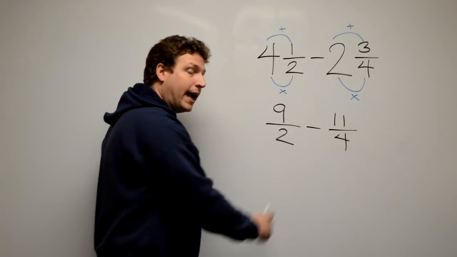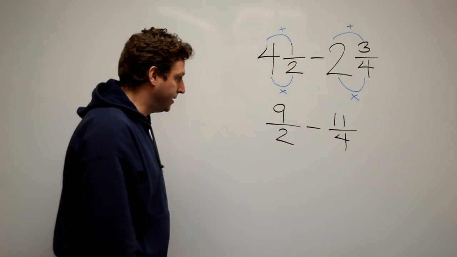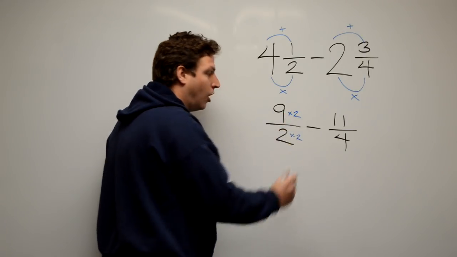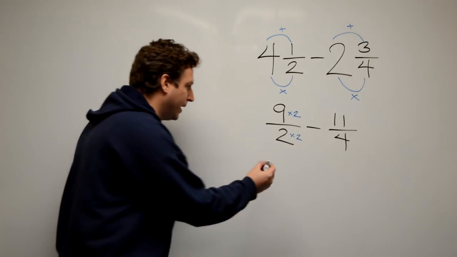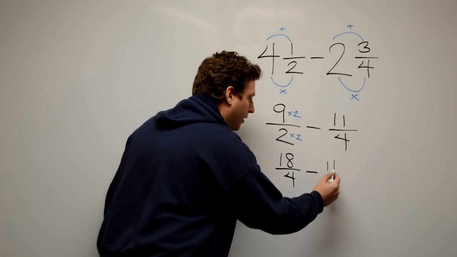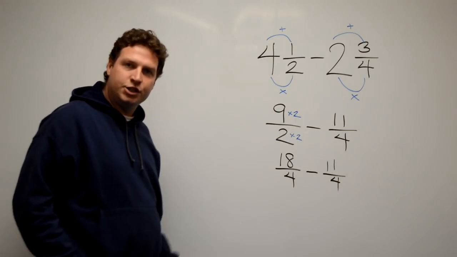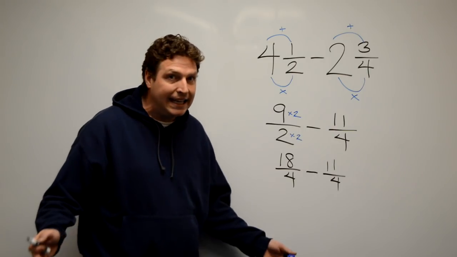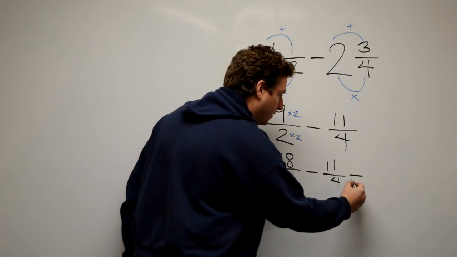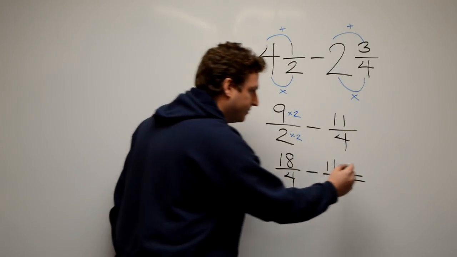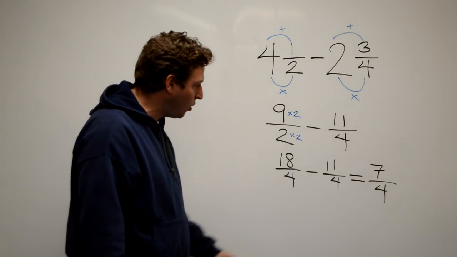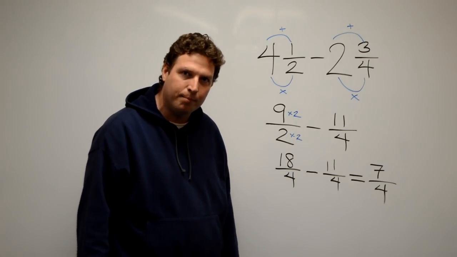This subtraction problem is pretty easy. I see that 4 is actually going to be what my common denominator is. So if I just multiply this by 2 on both the top and the bottom, I end up with 18 over 4. And I didn't need to change this second fraction, and now it's an easy subtraction problem. 18 minus 11 is 7, that's right. And my denominator stays the same, so I end up with 7 over 4 as my improper fraction.